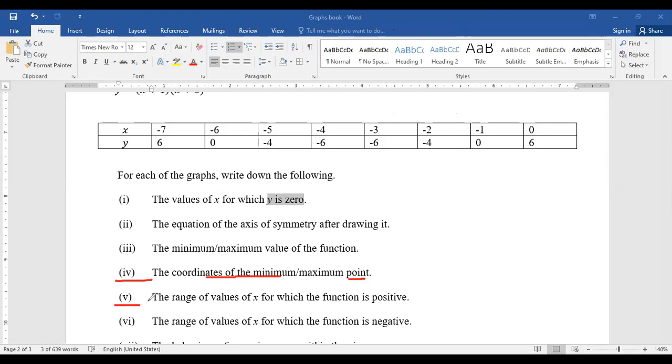Now Roman number 5. Roman number 5 says the range of values of x when the function is positive. So we need the values of x when the function is positive, that you can write as a range, right? So go to the graph.